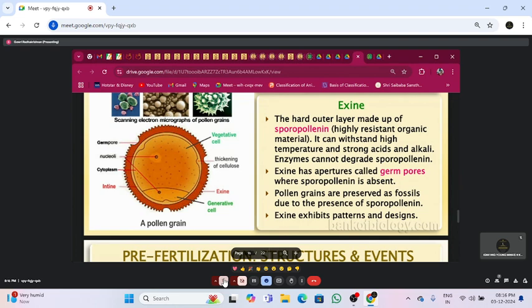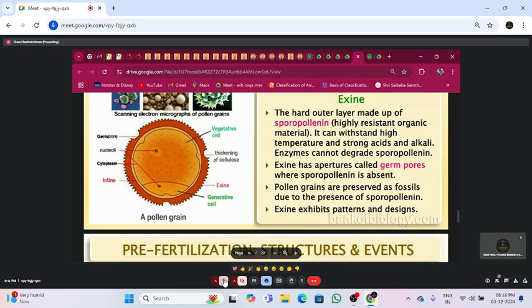Because it's a very highly resistant organic material, it cannot be degraded. So it's preserved like a fossil. The exine exhibits patterns and designs. So this exine only exhibits the different patterns, designs and colors of the pollen grain depending on the species.